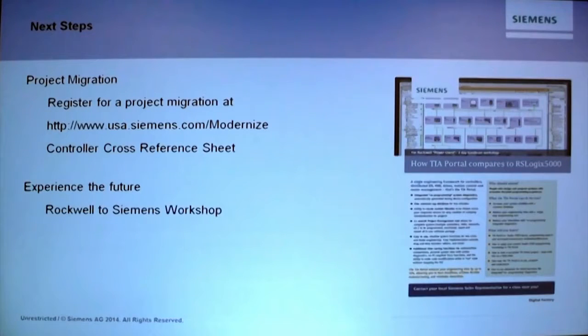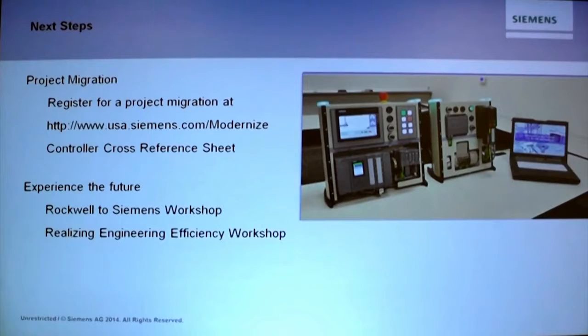Experience the future. Coming to the area are the Rockwell to Siemens workshops. These are 2-day events. If you're a diehard Rockwell power user, we have a diehard Rockwell power user that teaches this class and shows you the advantages and differences between Studio 5000 and TIA Portal. Great, great class that's out here.